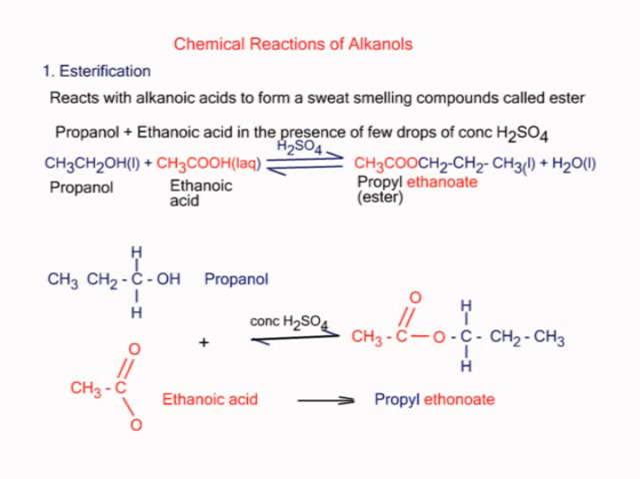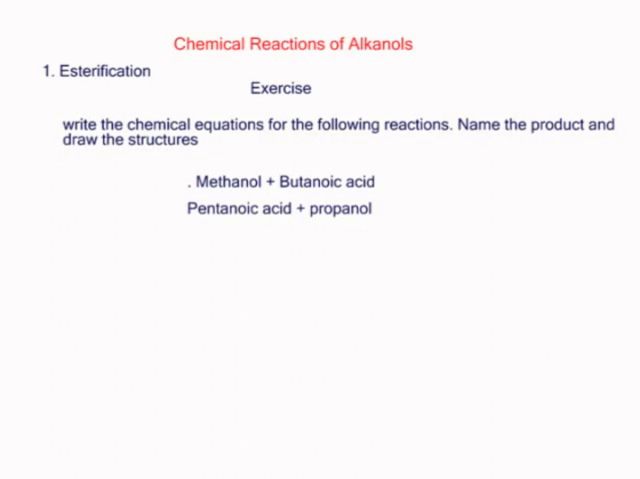Now that is interesting. So now attempt this exercise. Write the chemical equations for the following reactions. Name the product and draw the structures. We have methanol plus butanoic acid, and then pentanoic acid plus propanol. Now in drawing those structures and naming the ester, the only thing you need to remember is that the alkyl part of the ester comes from the alkanol. The alkanoate part of the ester, on the other hand, comes from the alkanoic acid.